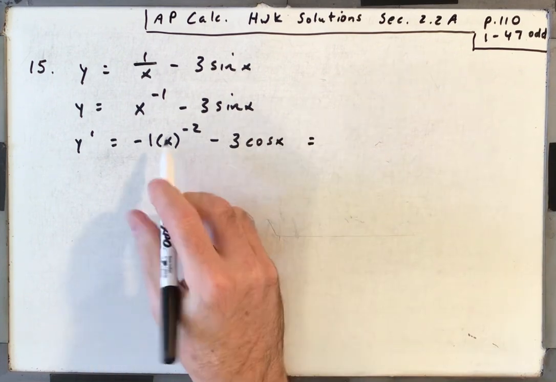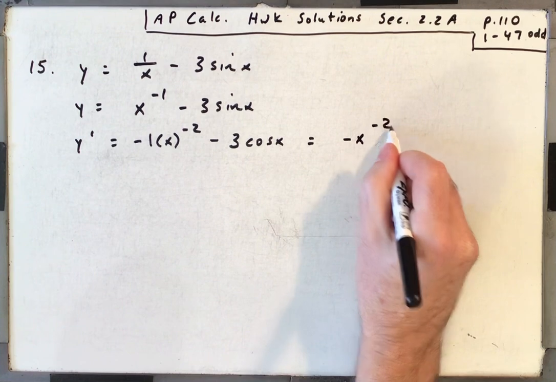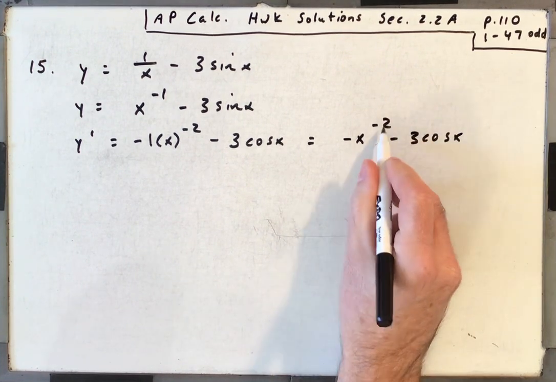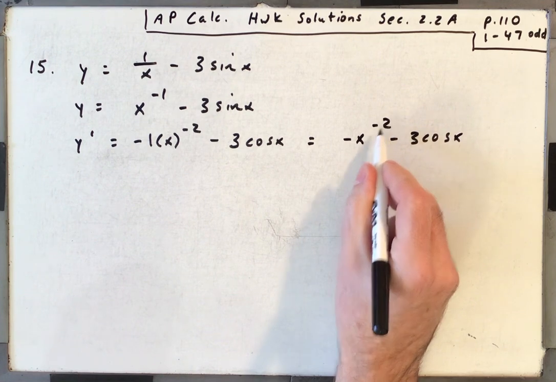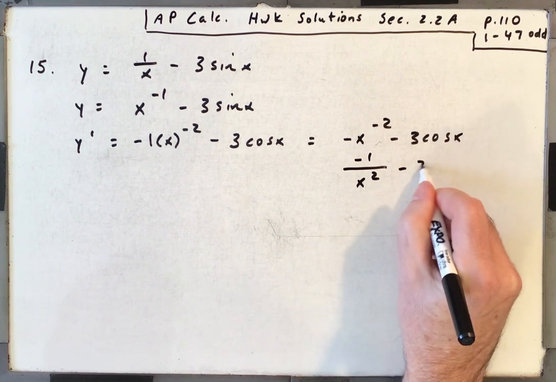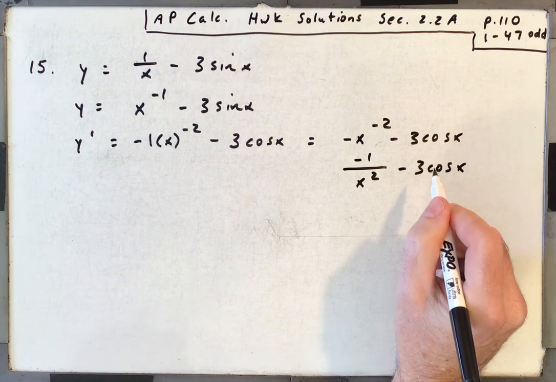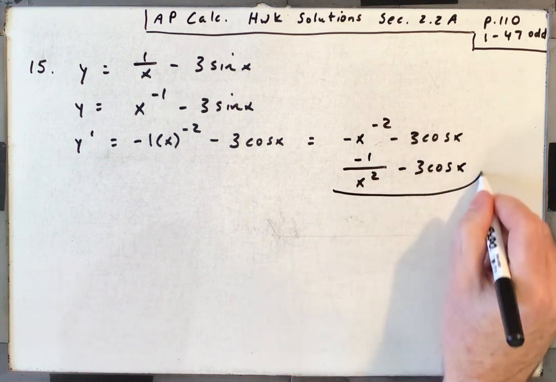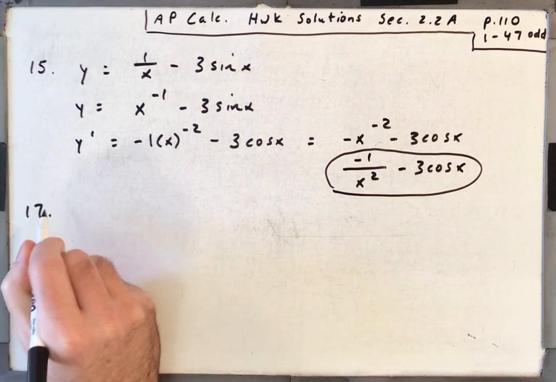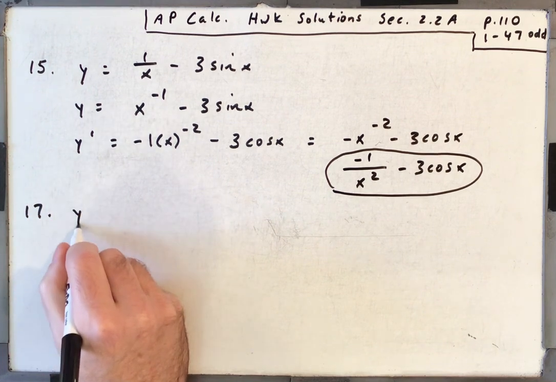So cleaning that up, that's going to be negative x to the minus 2 minus 3 cosine x. And remember, we have to change that negative exponent to a positive, so that's negative 1 over x squared minus 3 cosine x. So on that one, I had quite a bit of cleaning up to do. Okay, 17. We have y equals 1 over 3x cubed.